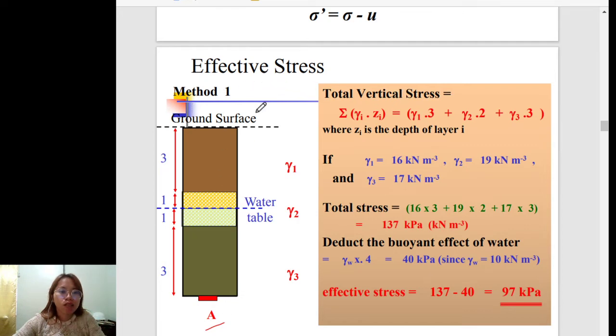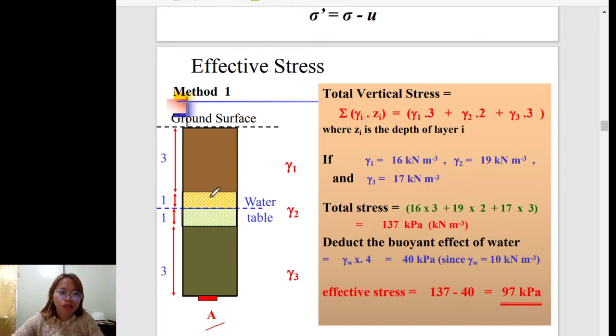First, method 1 computed the total vertical stress. It is given as gamma sub 1 times 3, which is the height of this kind of soil, plus gamma sub 2 times 1 plus 1, which is 2, times the height 2, plus gamma sub 3 times 3, where h sub i is the depth of layer i. This is the expression represented by the figure.